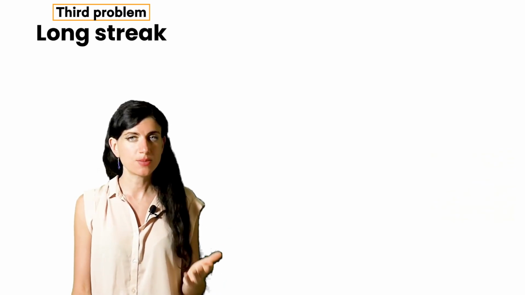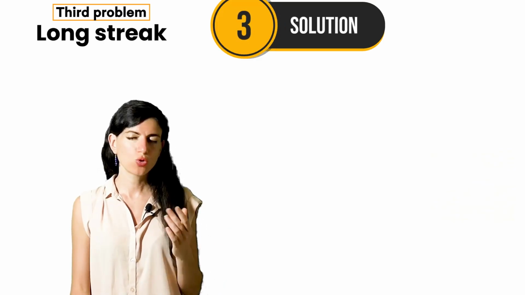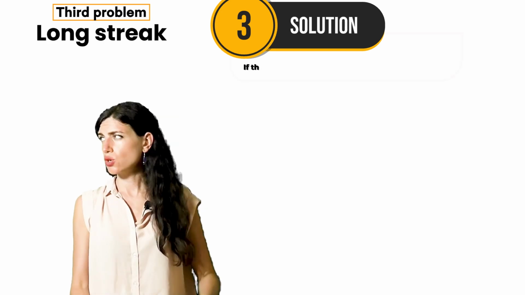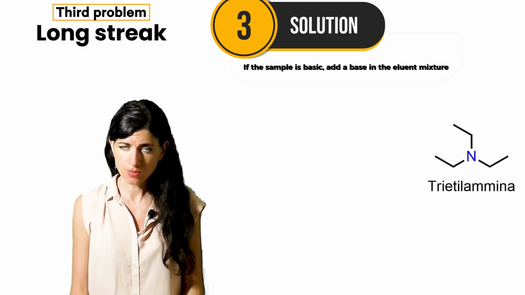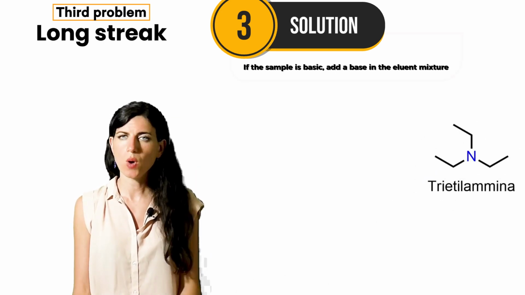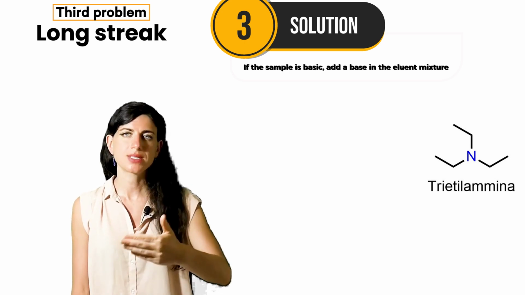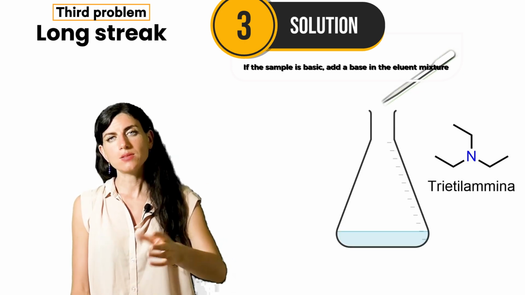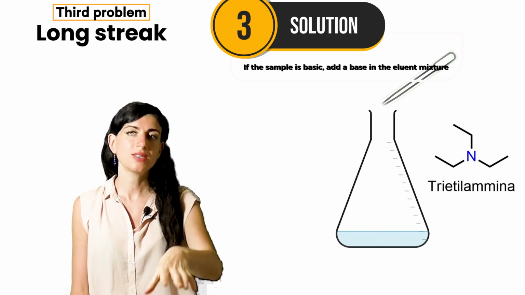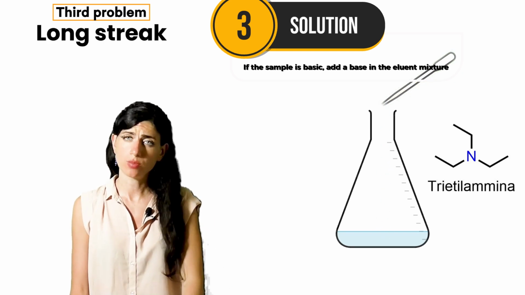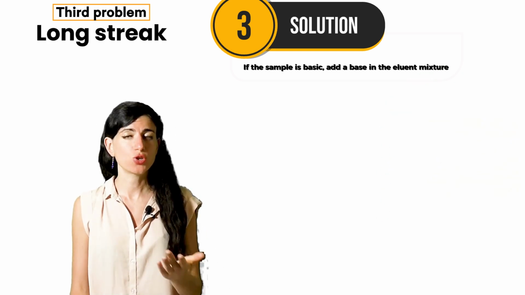Conversely, if the compound is basic, use a base. You should always use an organic base. So you can use, for example, triethylamine. You can add 0.1%, 0.5%. You have to try the percentage that works. And so you add this small amount of triethylamine into your eluent mixture and see if the situation improves.